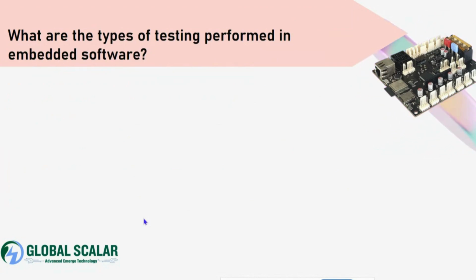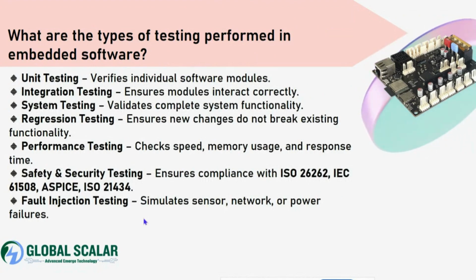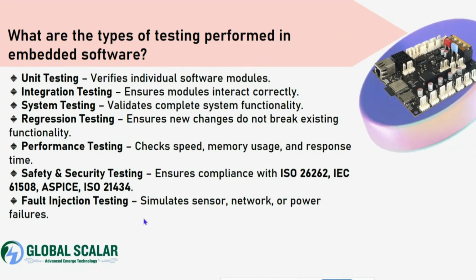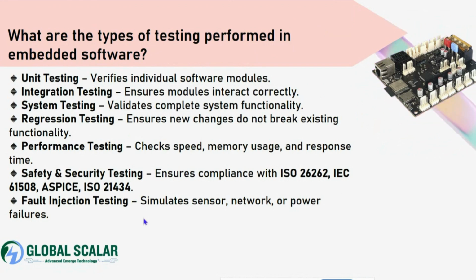What are the types of testing performed in embedded software? Unit testing, integration testing, system testing, regression testing, performance testing, safety and security testing, and fault injection testing. Unit testing verifies an individual software module. Integration testing covers the interaction of the modules. System testing tests the complete system functionality. In regression testing, any new changes added to the existing software are verified. Performance testing covers speed, memory usage, and response time. Safety testing covers compliance. And fault injection testing covers simulated sensor, network, or power failures.